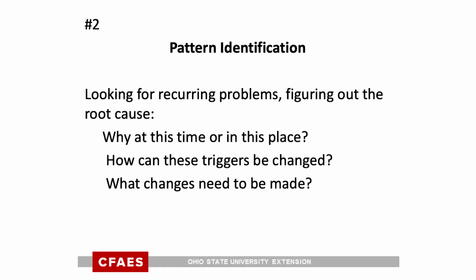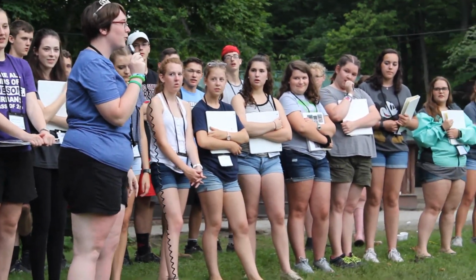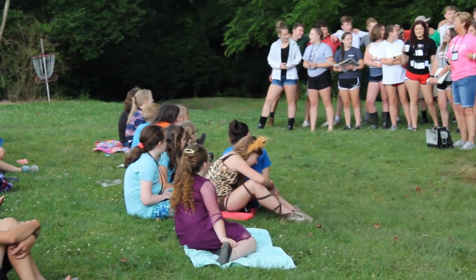Number 2, pattern identification. The second strategy for managing behavior is called pattern identification. It means looking for recurring problems and figuring out the root cause. For example, what triggers inappropriate behavior? Is it a particular time or a particular place? And then we can look at how these triggers can be changed or eliminated or delayed or decreased. Then we can look at what changes in staffing or systems or the environment or timing could be made to get rid of these recurring behavior problems.